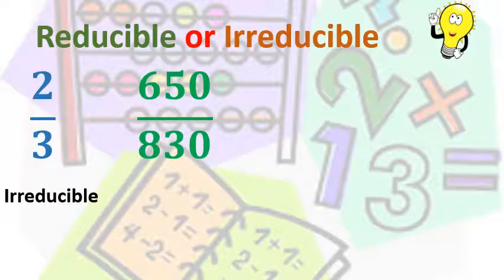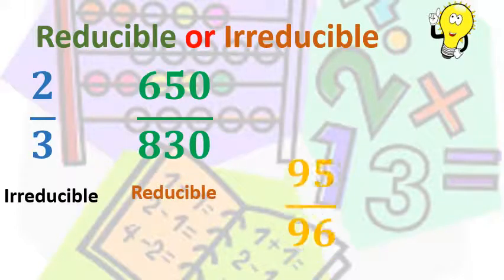Now this fraction, can we simplify it more? Yes, it's ending with a 0. Ending with a 0, I can divide by 10. And also, since it's ending with a 0, I can divide by 5. And I can divide by 2. That's why it is a reducible fraction.